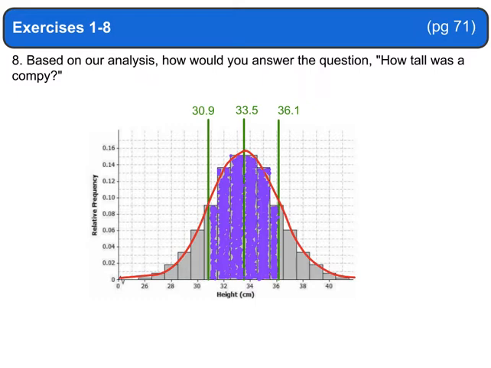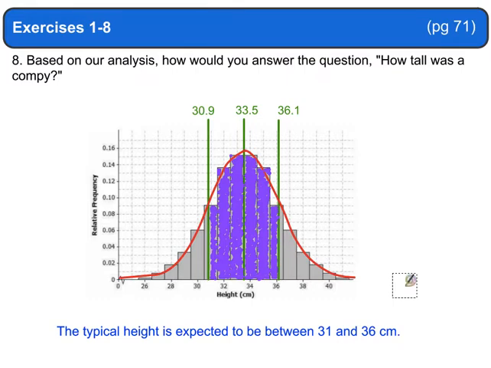It says, based on our analysis, how would you answer the question, how tall is a compy? And so in general, a compy would say the typical height is expected to be between 31 and 36 centimeters. That would be considered a normal typical height for this particular dinosaur.